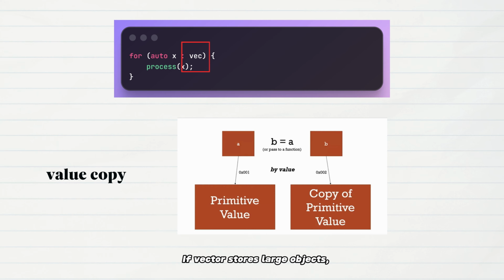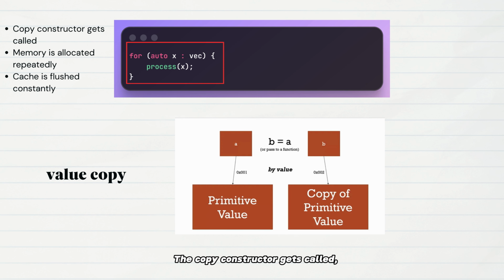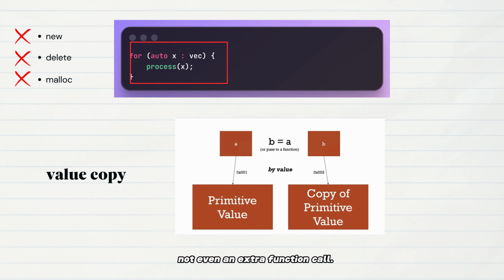If the vector stores large objects, resource holding objects, or cache sensitive structures, this line of code you just wrote will silently perform a copy in every loop iteration. The copy constructor gets called, memory is allocated repeatedly, and the cache is flushed constantly. Worse still, it's completely inconspicuous. No new, no delete, no malloc, not even an extra function call. Before you run a profiler, almost no one would suspect this single line of code.